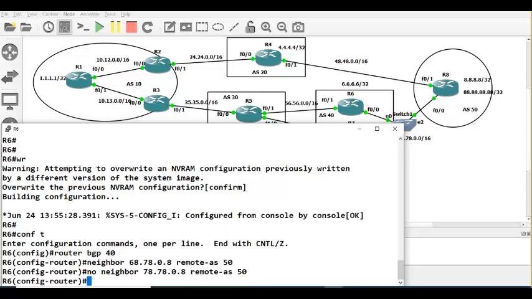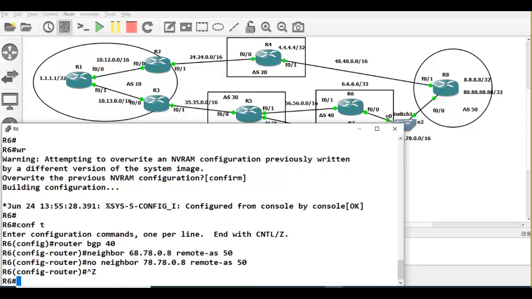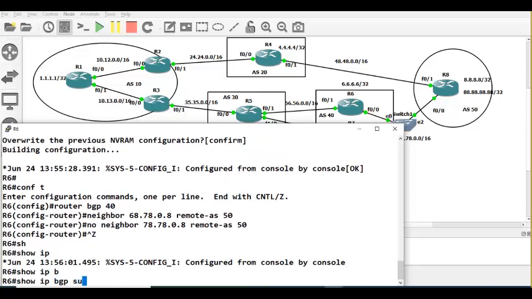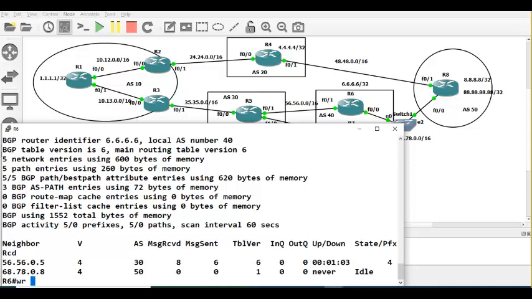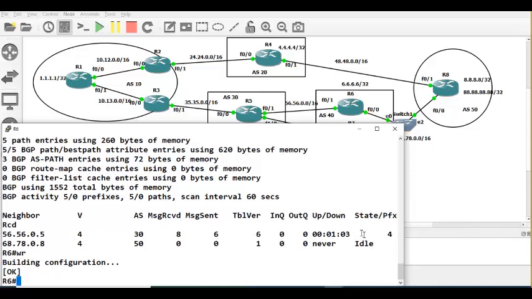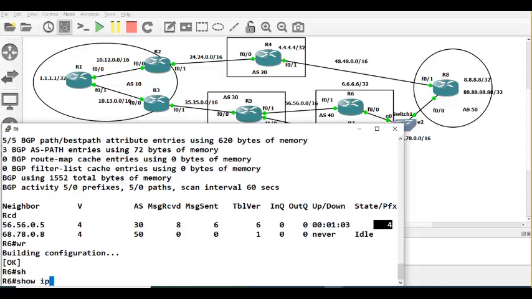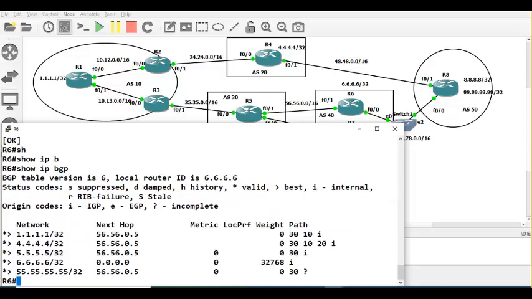Now, do I see a neighbor with router 5? Show IP BGP summary. Yeah. With router 5, we already have a neighbor and we have learned 4 networks. Show IP BGP. These are the networks. Alright, now we are going to router 8.